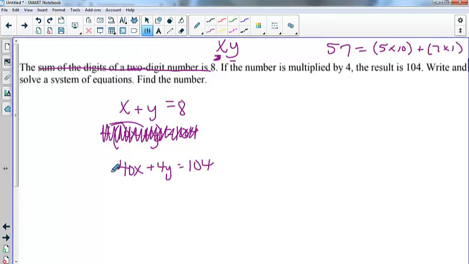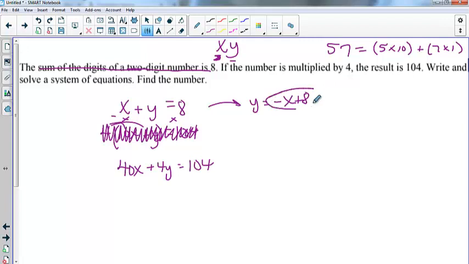Why am I going to subtract 40? Which equation is going to be easier to get y by itself? The top one, right? I just want to get one of them with y by itself so that I can solve by substitution. So how can I get y by itself here? Subtract x from both sides. So what's this equation become? Negative x plus 8. Very good.